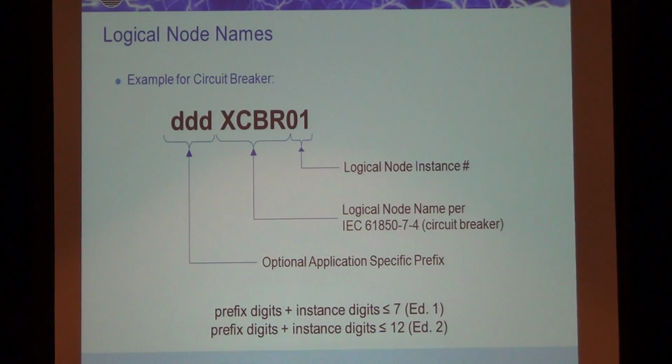So anytime you see an object for which there's an XCBR in the name, it tells you that's a circuit breaker object. Now the rule is that there's a limitation that for edition 2, the prefix digits and the instance digits have to be less than or equal to 12 characters.